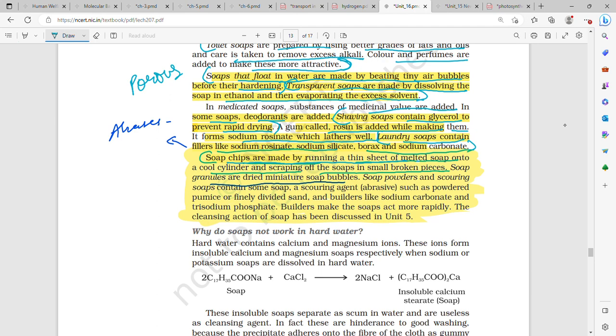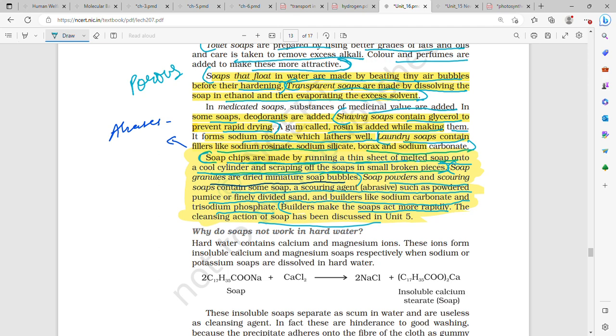So soap chips are made by running a thin sheet of melted soap onto a cool cylinder and scraping off the soaps in small broken pieces. Then soap granules are dried miniature soap bubbles. Soap powders and scouring soaps contain some soap, a scouring agent or abrasive such as powdered pumice or finely divided sand, and builders like sodium carbonate and trisodium phosphate. Builders make the soaps act more rapidly. The cleansing action of soap has been discussed in Unit 5.